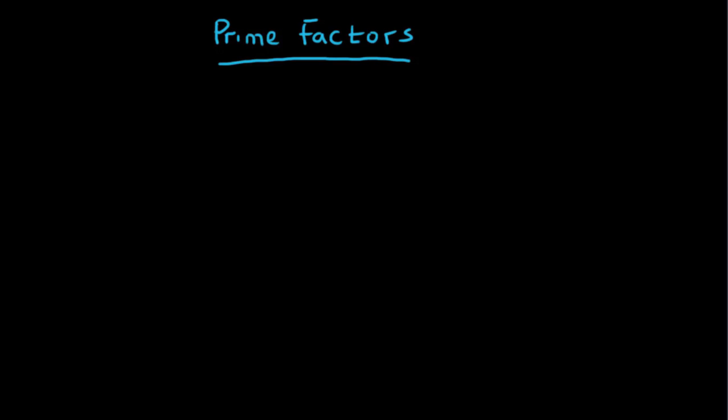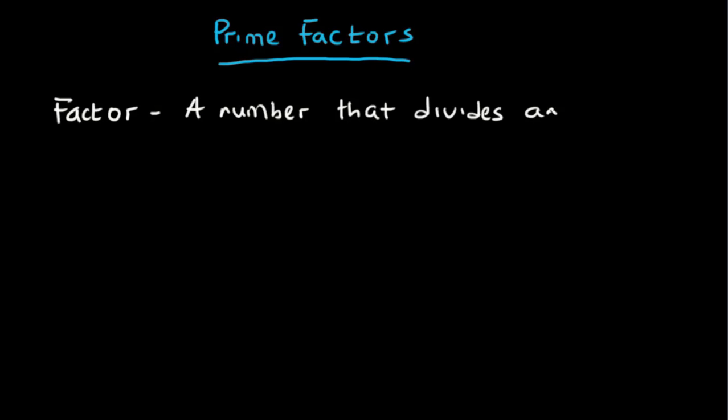Now we have prime factors. Now we already know what prime numbers mean. Now the next thing we need to understand is what are factors. Now what do we mean by a factor of a number? Now the factor of a number is a number that can divide another number without a remainder. So a number that divides another number without remainder is a factor.